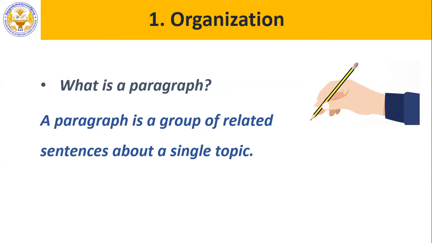Another question to answer is, what is a paragraph? We will discuss a lot about the paragraph, the types of paragraph, the structure, how to write a paragraph. So this is the basic question to answer. A paragraph is a group of related sentences about a single topic, about one topic. If you talk about your mother, you have to discuss your mother in your paragraph. You cannot just talk about your father. It could be our topic, right?